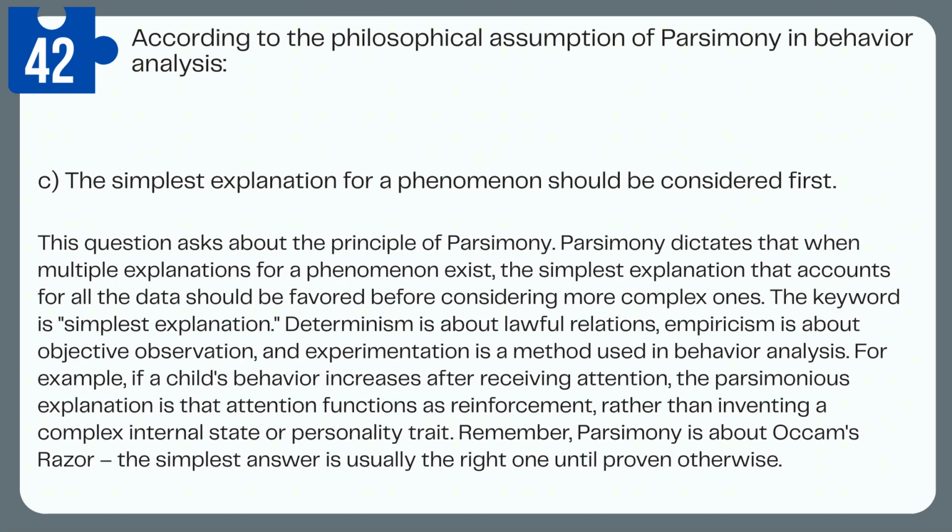Answer: C. The simplest explanation for a phenomenon should be considered first. This question asks about the principle of parsimony. Parsimony dictates that when multiple explanations for a phenomenon exist, the simplest explanation that accounts for all the data should be favored before considering more complex ones. The keyword is simplest explanation. Determinism is about lawful relations, empiricism is about objective observation, and experimentation is a method used in behavior analysis.